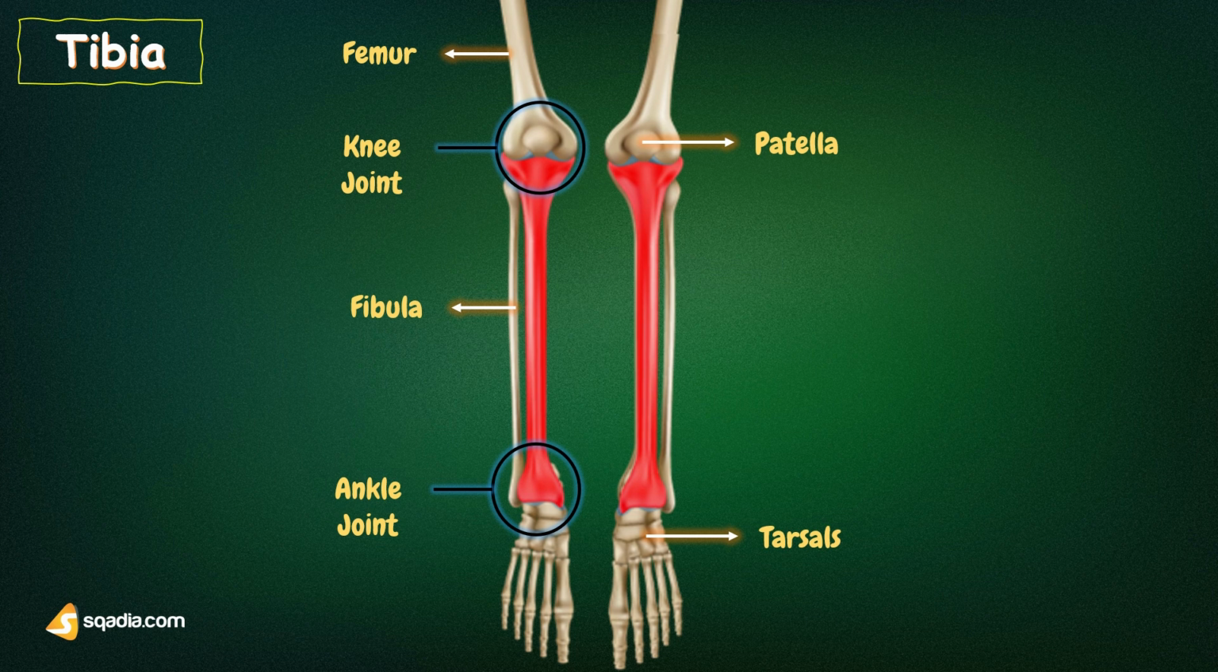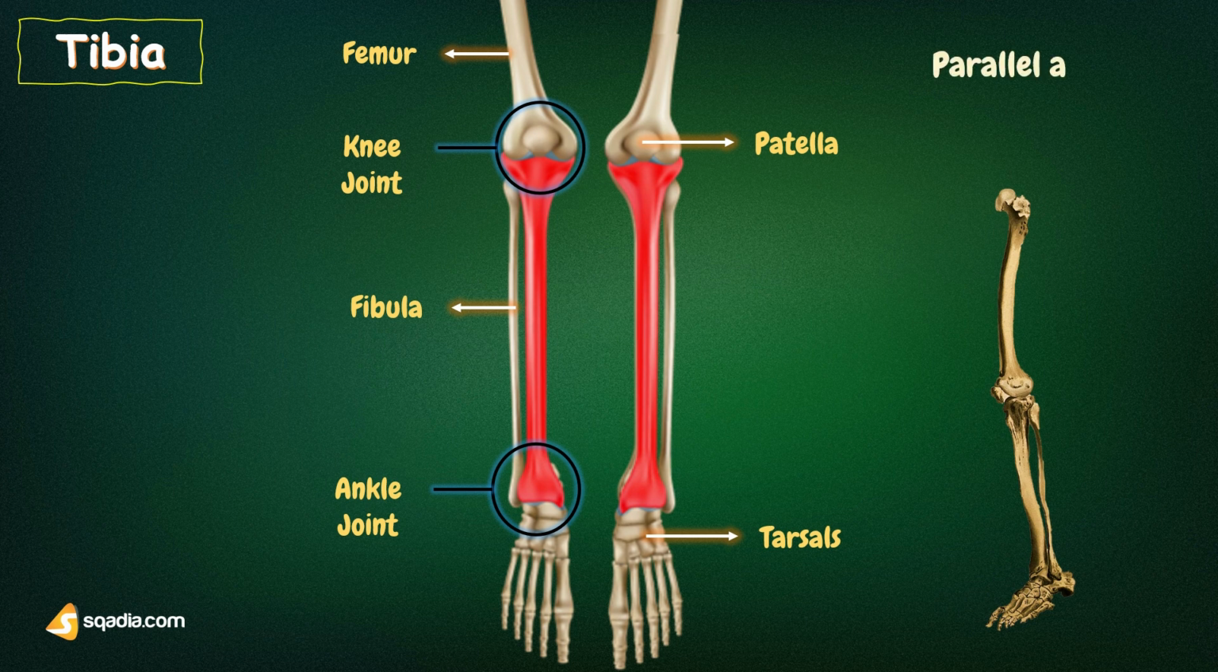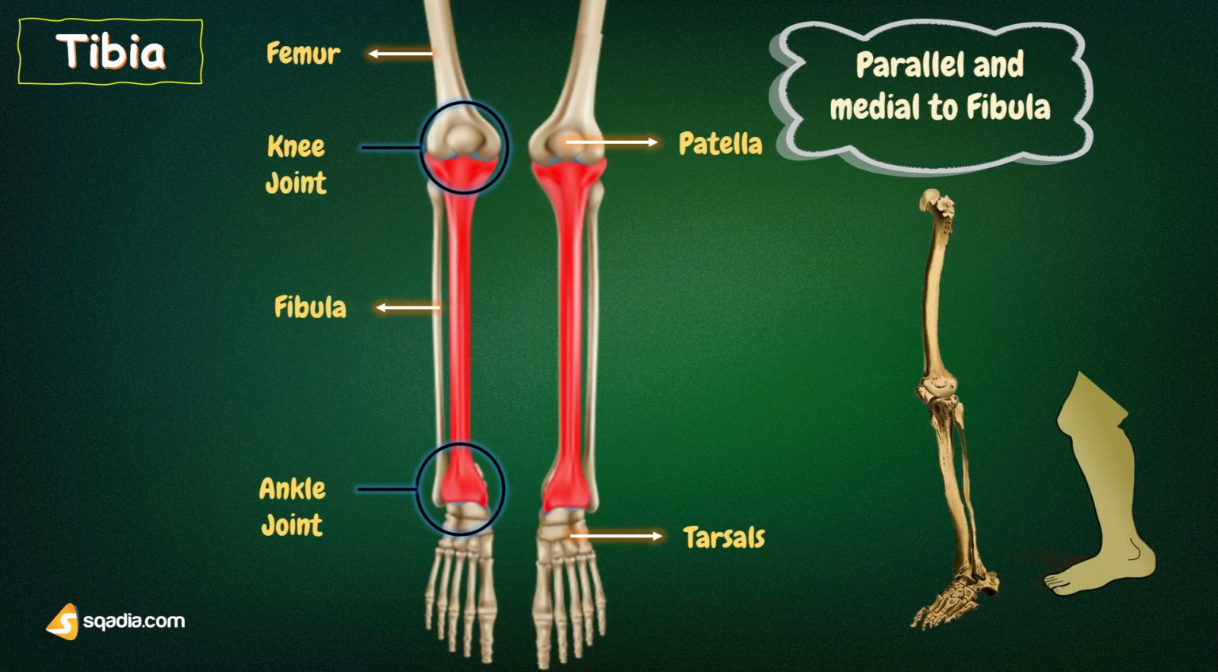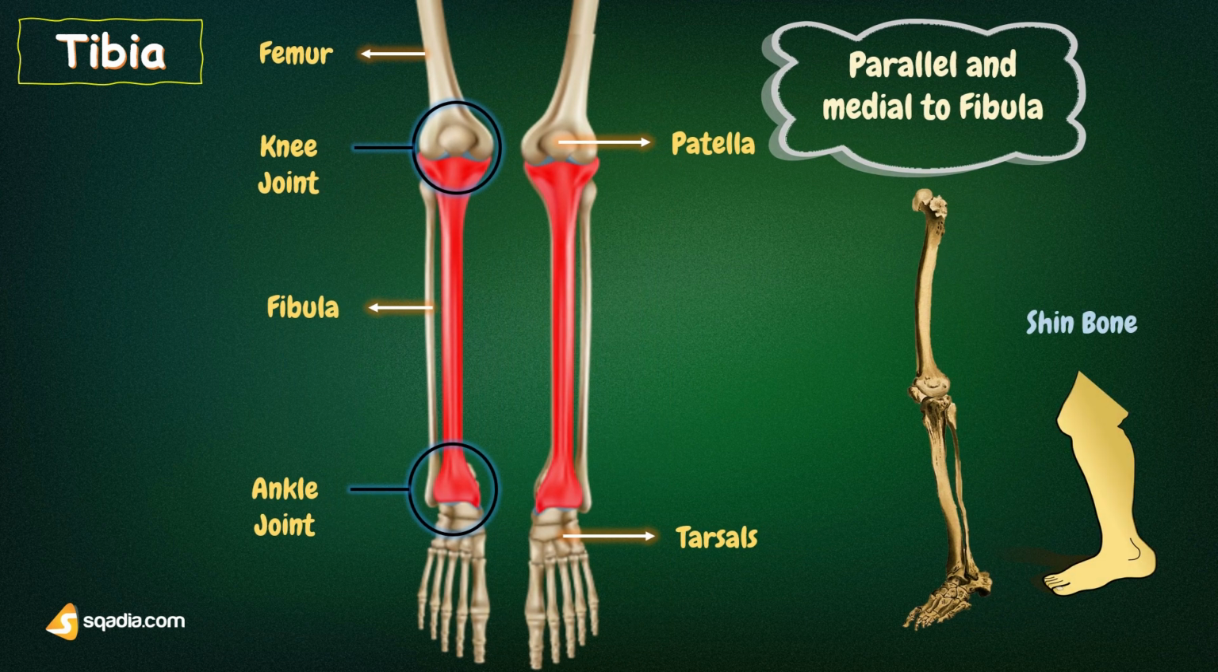The tibia positions itself parallel and medially to the fibula bone in the lower limb. Present slightly in front of the fibula, the anterior part of the lower leg is named the shin, and the major portion of the lower limb is occupied by the tibia.